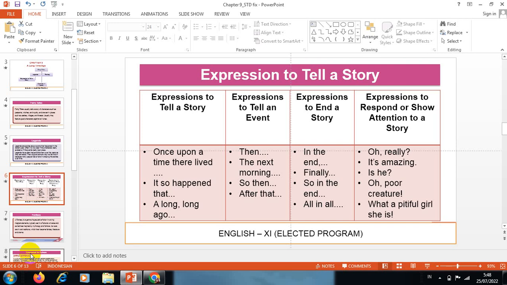Expressions to respond or show attention to a story. Oh, really? It's amazing. Is he? Oh, poor creature. What a beautiful girl she is.